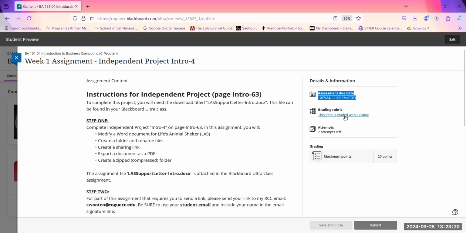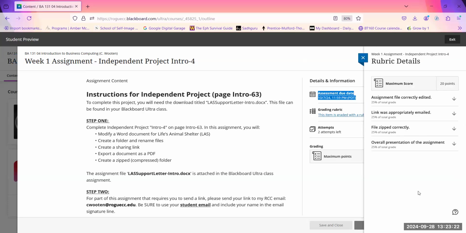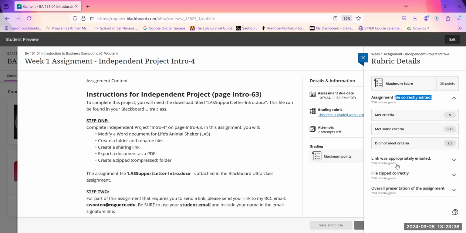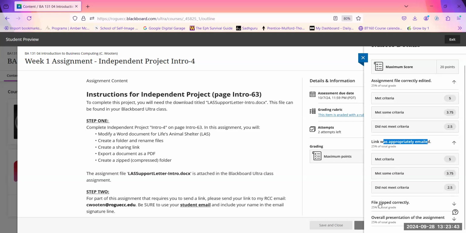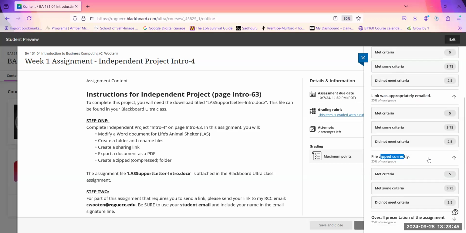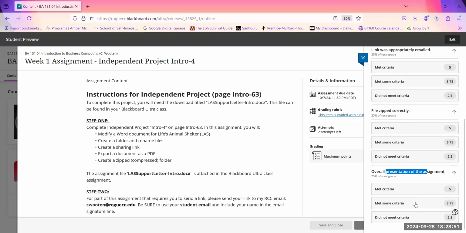Rubric just means basically for the student, how do I know if I'm getting all of my points? And so I will work to have rubrics for every assignment because probably like me, you want to know, hey, how do I make an A on these assignments? So basically, if your assignment file was correctly edited, you get 25% of the points. If your link was appropriately emailed, you get 25% of the points. If you zipped your file correctly, you get 25% of the points. And if the overall presentation of the assignment matches what the instructions said, you get the full points there.